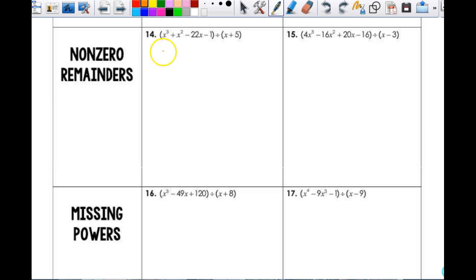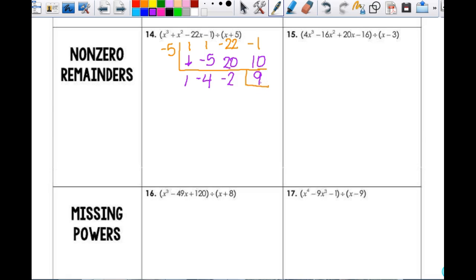I've got, what goes on the outside here? Negative 5. And then it gives me 1, 1, negative 22, negative 1, and I box off my remainder. So my 1 comes down. Negative 5 times 1 is negative 5. Combine those, get negative 4. Negative 5 times negative 4 is a positive 20. It's a negative 2. So that gives me a positive 10.